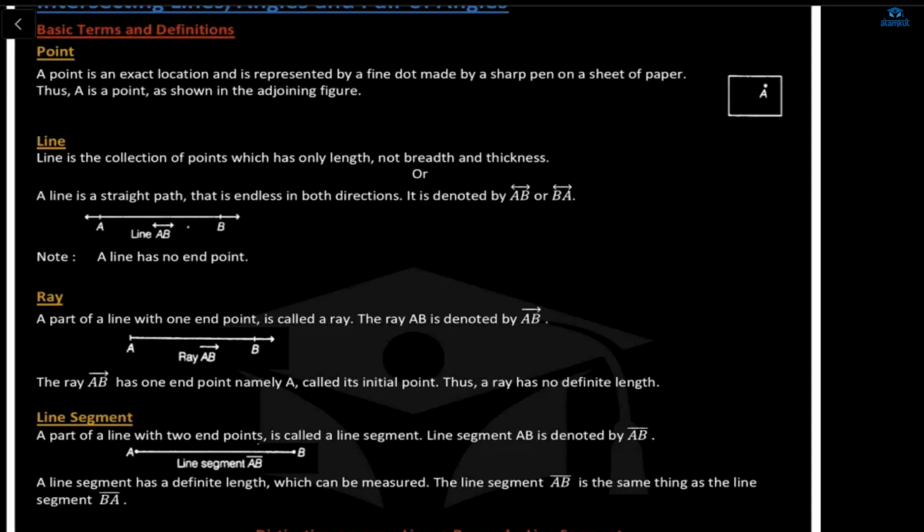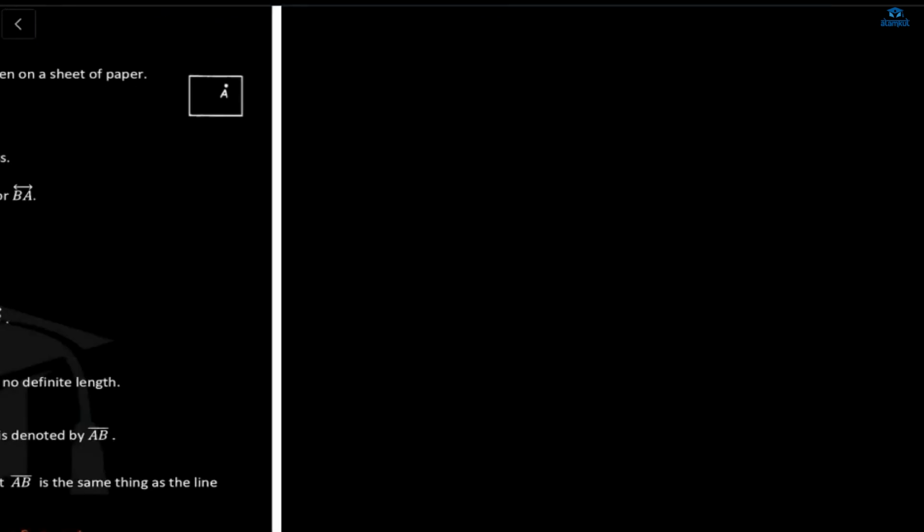We represent a line on the paper, and if you want the representation of a line, you put an arrow on both sides, because it is endless. It is endless.